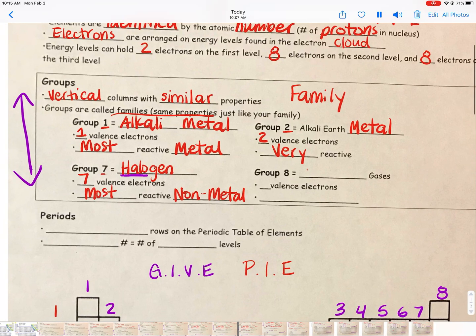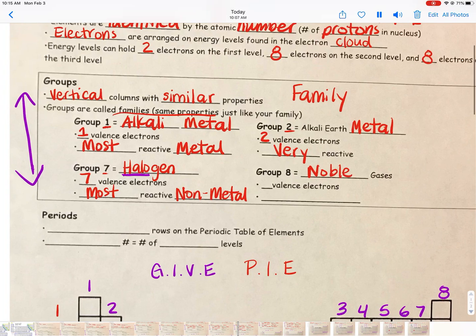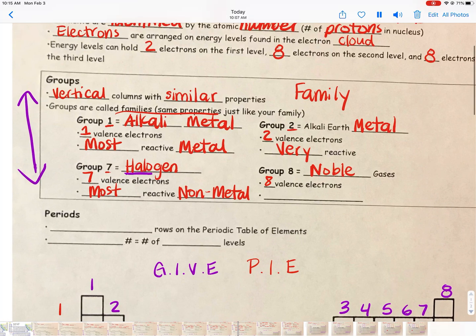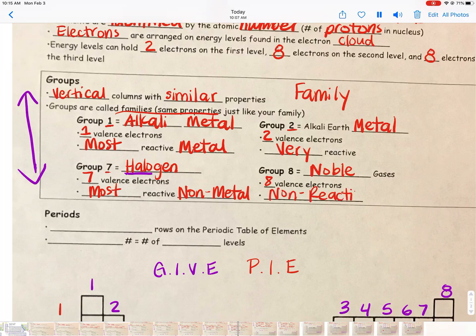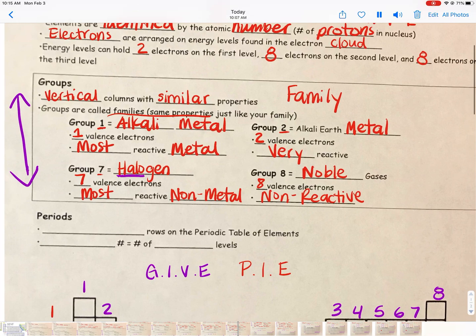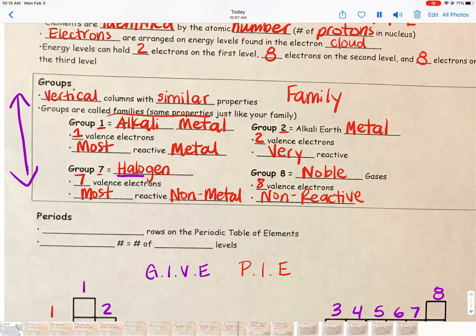And then group 8, those are the noble gases. They have 8 valence electrons. They're non-reactive because their table only holds 8 seats. All 8 chairs are filled up. And so it will not react with anything around it. So those are our groups. Now, I only talked about 4 of the more popular ones, but there are 8 of them in all.